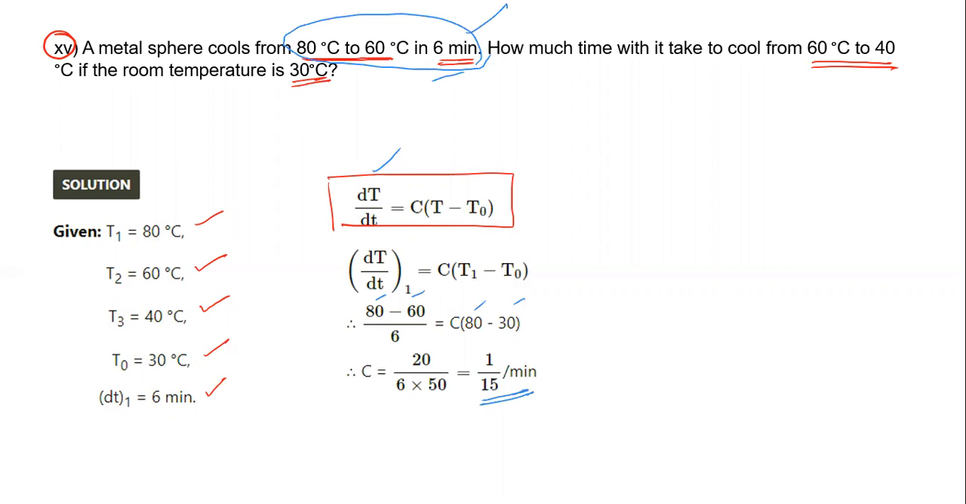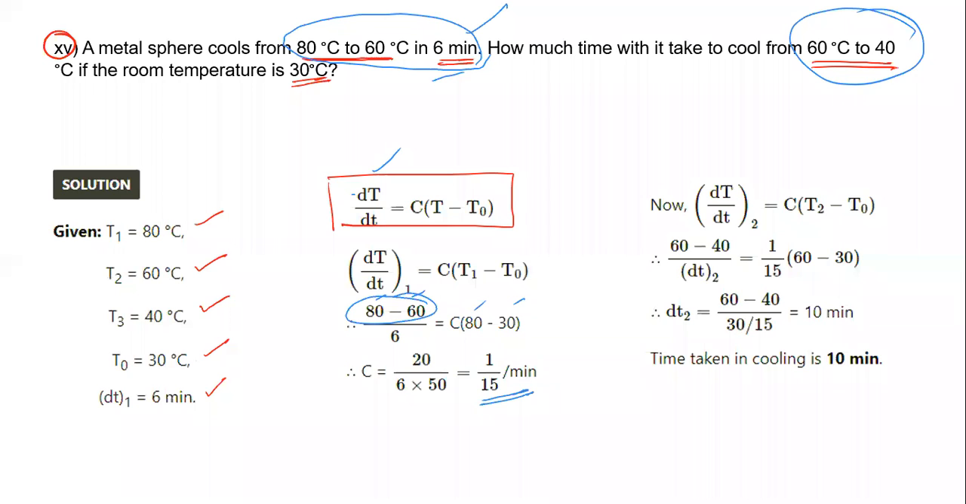Now we can use the same formula for the second case also, and it is 60 to 40. Now dT is what? 60 minus 40, instead of 80 minus 60. Now you can see it is 60 minus 40. Time we have to find out. So it is equal to C, which is 1 by 15, times T2, that is 60, minus the room temperature 30. After solving this, we get the time is 10 minutes. So the time for the next cooling is 10 minutes.